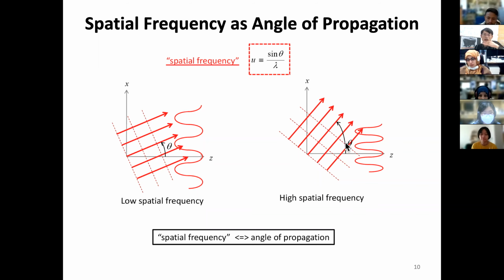When theta is bigger and bigger, you will realize this u becomes higher, which means in space, the wave will be more packed along this x direction. That means high spatial frequency. So in the end, what we mean by spatial frequency is the angle of propagation of the plane waves. When the angle is shallow, you have low spatial frequency. When the angle is high, high spatial frequency.